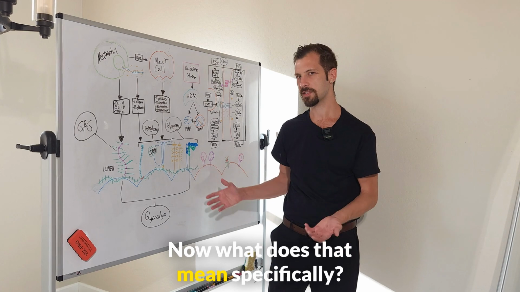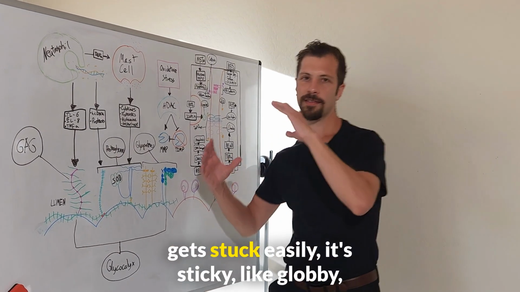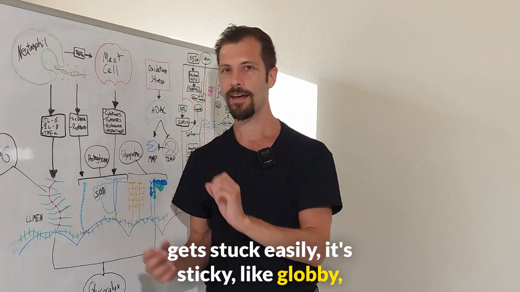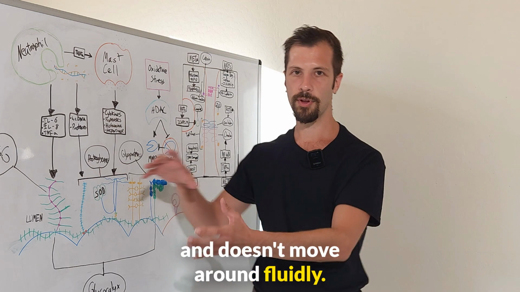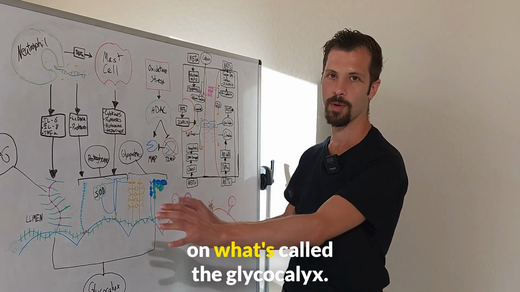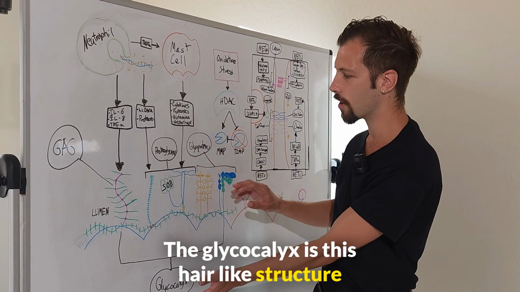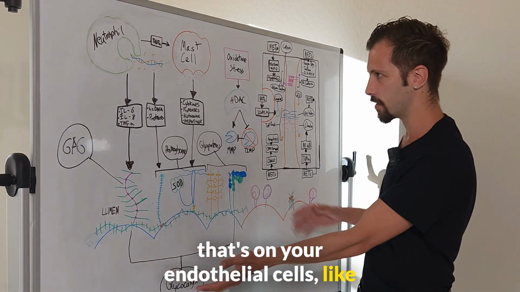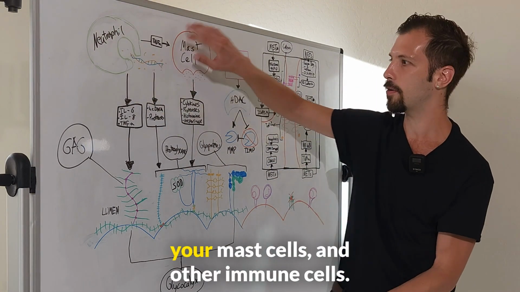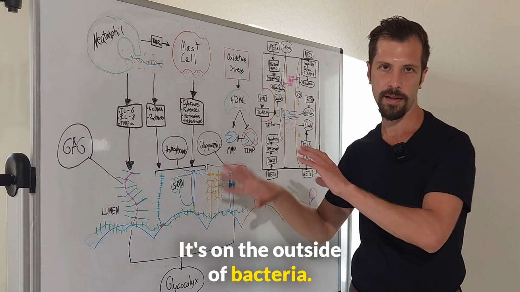Now, what does that mean specifically? It means that your immune system gets stuck easily, it's sticky, like globby, and doesn't move around fluidly. And this whole system relies on what's called the glycocalyx. The glycocalyx is this hair-like structure that's on your endothelial cells, like your blood vessels, on the outside of your neutrophils and your mast cells and other immune cells. It's on the outside of bacteria.